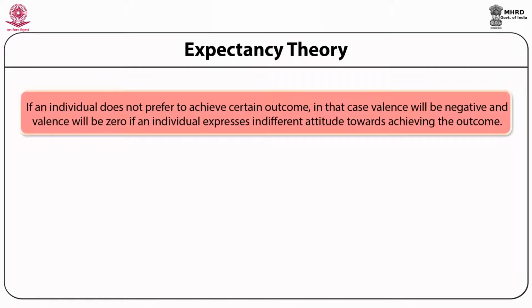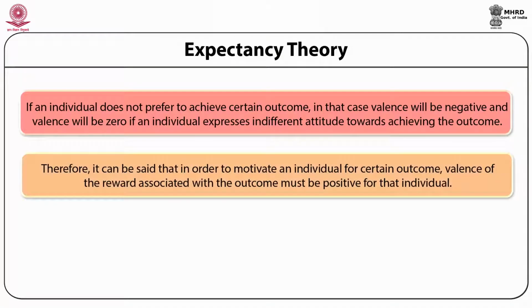If an individual prefers to achieve some outcome, in that case, valence will be positive. If an individual does not prefer to achieve a certain outcome, in that case, valence will be negative. And valence will be 0 if an individual expresses an indifferent attitude towards the achievement of the outcome. Therefore, it can be said that in order to motivate an individual for a certain outcome, the valence of the reward associated with the outcome must be positive for that very individual.